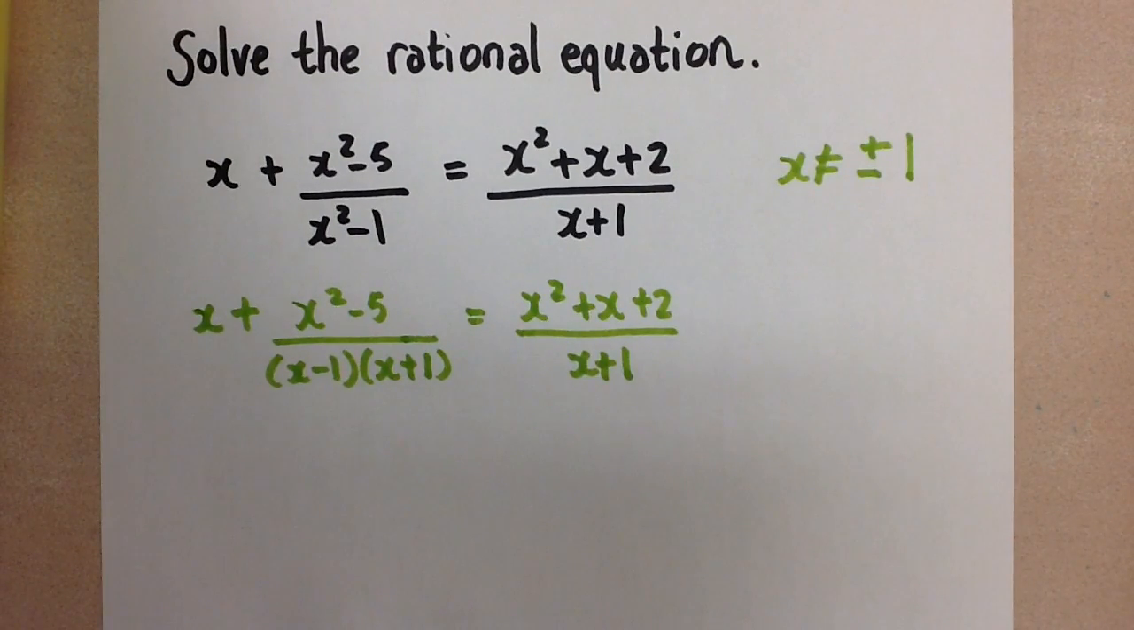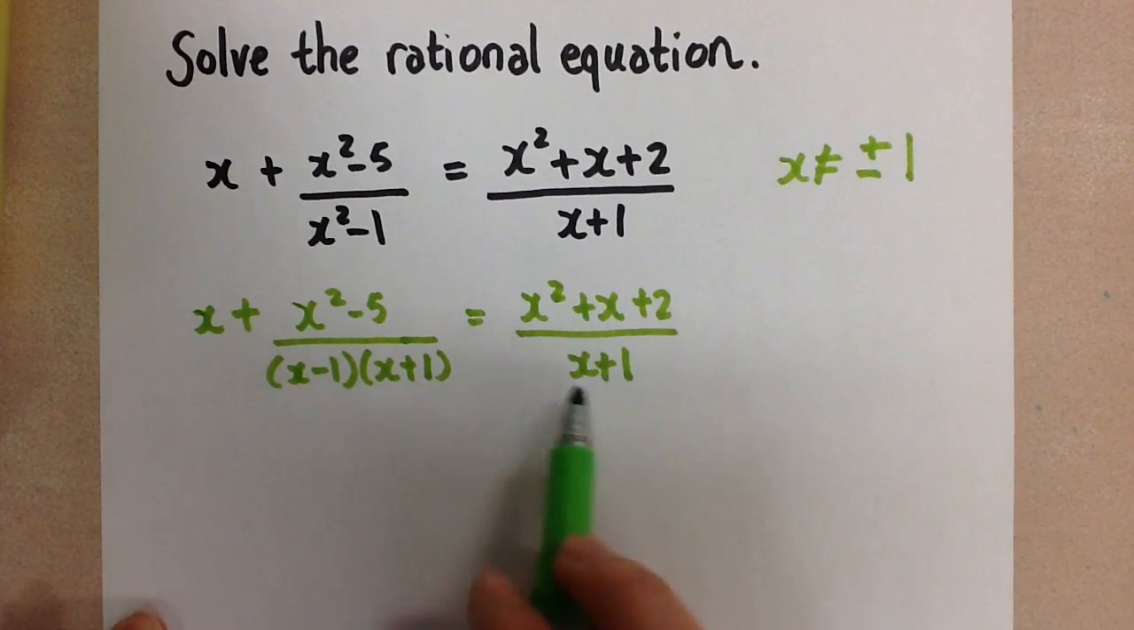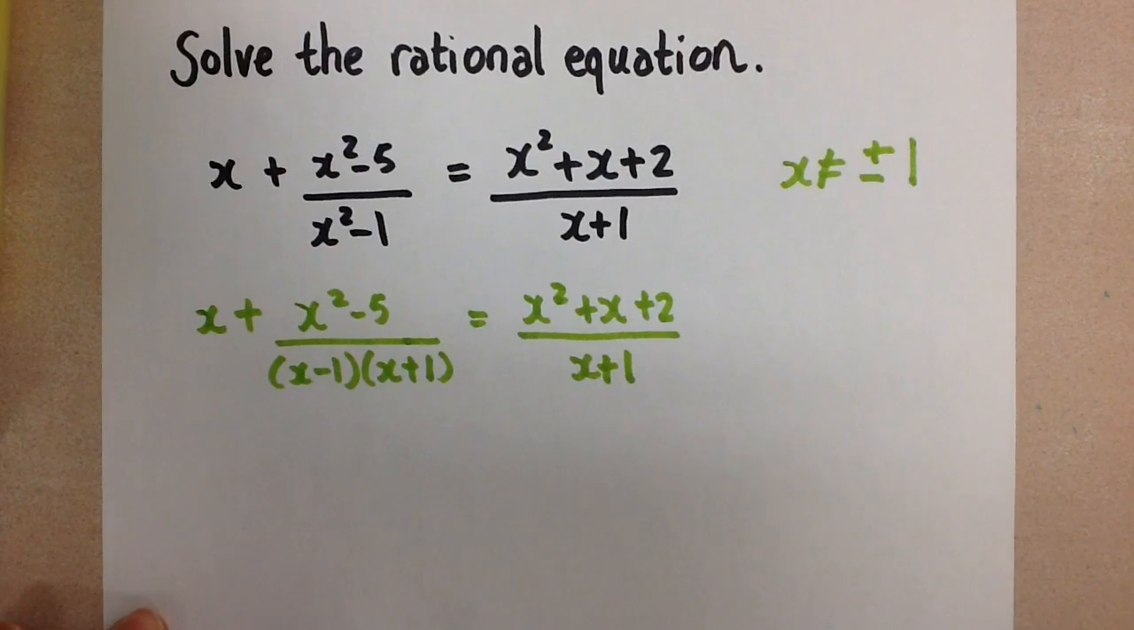So now we're going to continue by getting rid of the denominators here. We do that by multiplying every term in the equation by the lowest common denominator that we have. That way we get rid of these denominators and turn this equation into a polynomial equation.